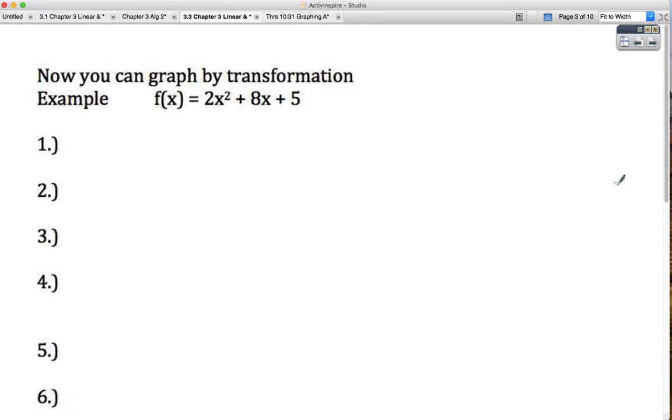So let's take an example. Let's take a look at this quadratic. This quadratic happens to be in standard form already: ax squared plus 8x plus 5. However, from time to time, you may find that I end up with something that looks possibly like this: 2x squared plus 8x equals negative 5.